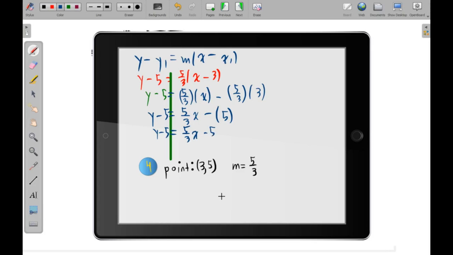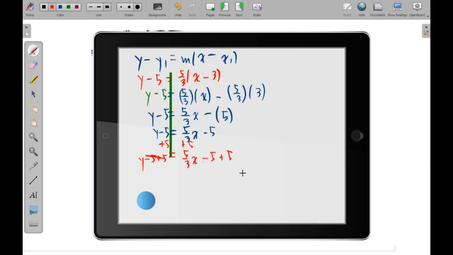Cool. Okay, so we have one more step, which is, to get rid of this minus 5, we want the y by itself. So we're left with y. We're going to add 5 to both sides. So we're going to add 5 to both sides. To get y, y minus 5 plus 5 is equal to 5 over 3 x minus 5 plus 5. Of course, this is going to cancel.